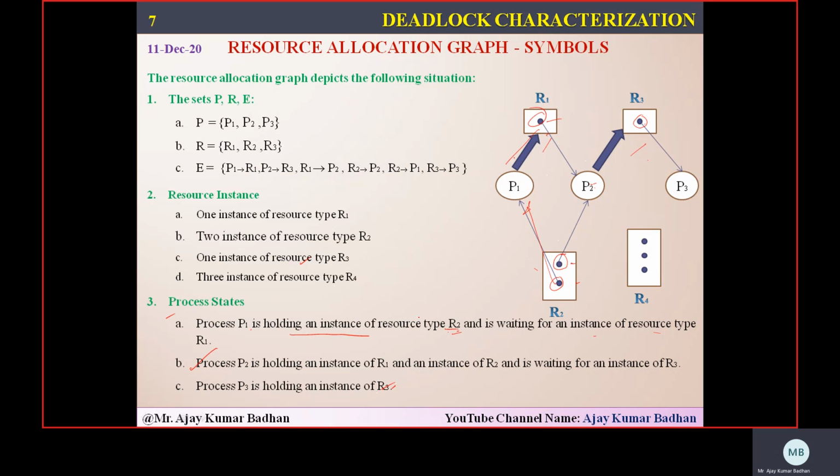So this is the way you people can define it. What are the symbols we have based upon the diagram? We have classified into different sets. What are the instances we have in a resource? What are the different sets we have? And what are the different process states we are having? You people have to write this in your exams. Okay, so just go through it perfectly.